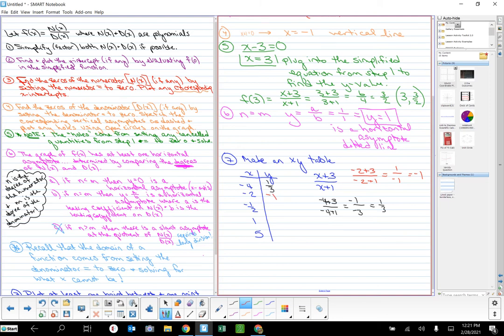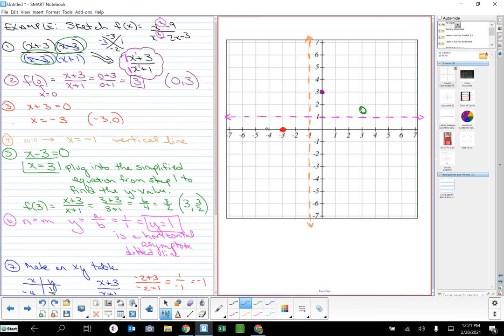Okay, so let's go plot those. -4, positive 1/3. So that's right there. And then -2, -1. So that's right here. So it's easy enough to see that this guy is going to come close to this asymptote, hit these couple points, and then it's going to drop down and come close to this asymptote. Okay, that's what's going to happen on the left-hand side of that graph.